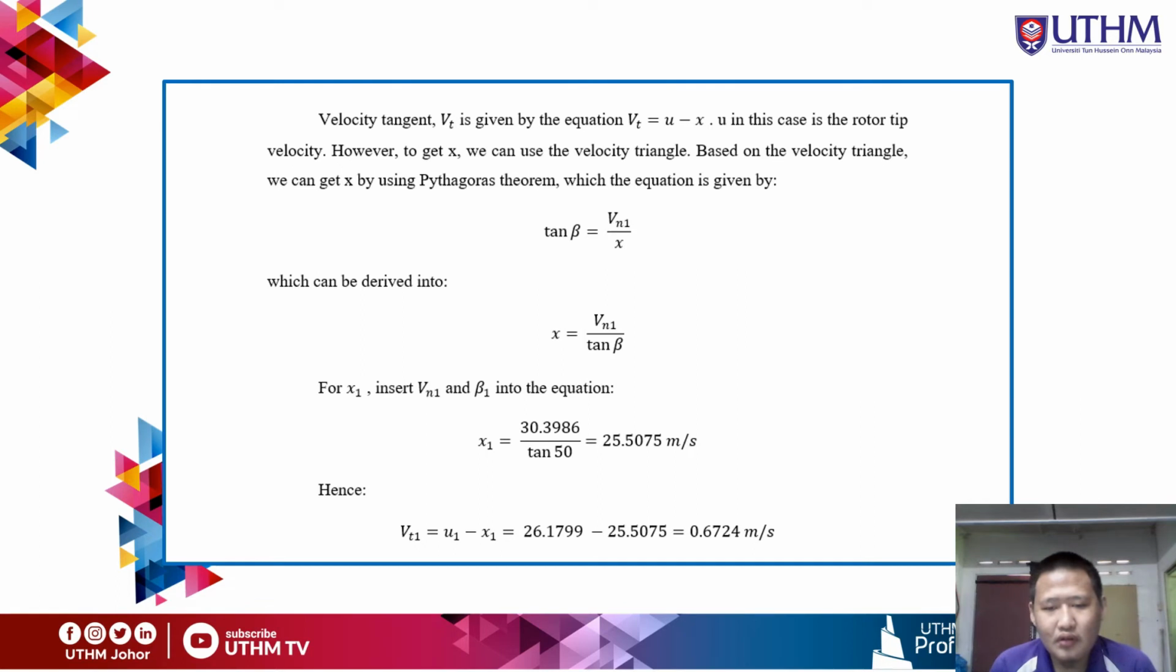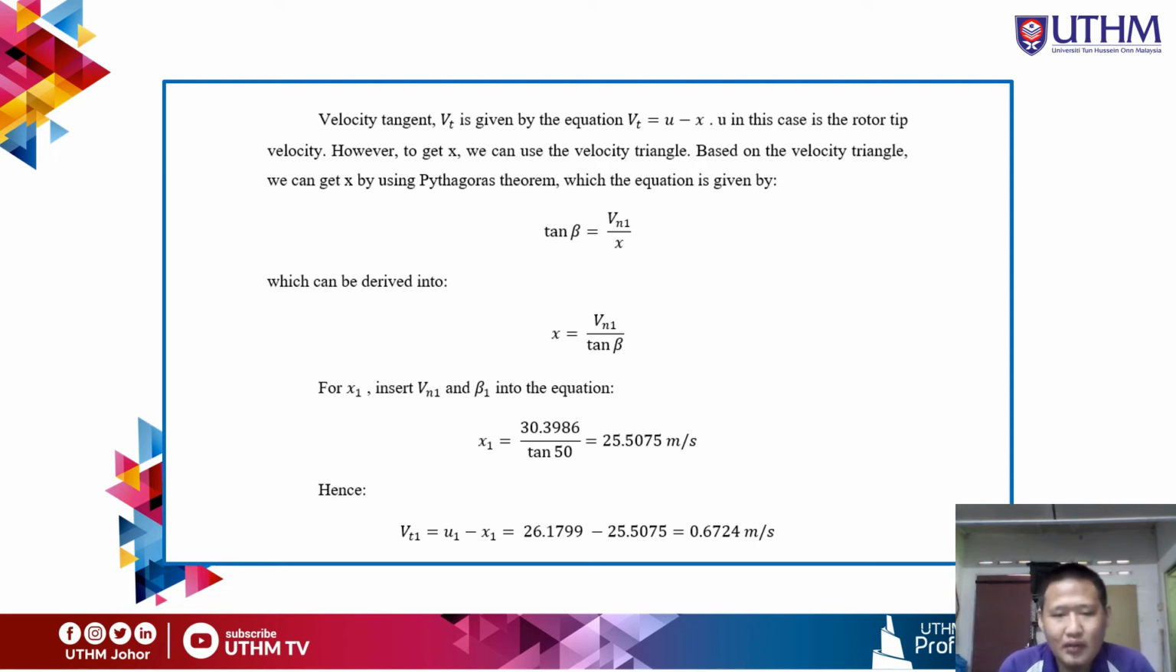So to get the value of X, we will use the Vn1 and beta 1 values. We put the values into the equation for X1. So we get 30.3986 divided by tan 50. Then we can get the value 25.5075 meters per second.